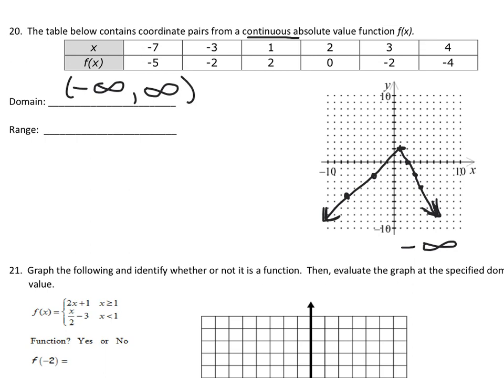numbers. The range, however, is coming from -infinity, but it stops. It stops at 2. So the range is from -infinity to 2, and 2 is closed. It's a closed point. So we would use a bracket around the 2. And that's it.